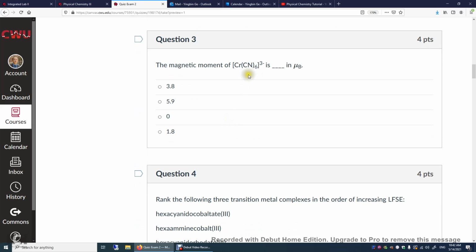The magnetic moment of this transition metal complex is how many in mu sub B? This is pretty simple. Chromium in this case has an oxidation number of 3, therefore there are 3 d electrons, and then the square root of 3 times 5 is 3.8. Done. The equation is the square root of n times n plus 2 times mu B, where n is the number of unpaired electrons. In this case, n is 3.